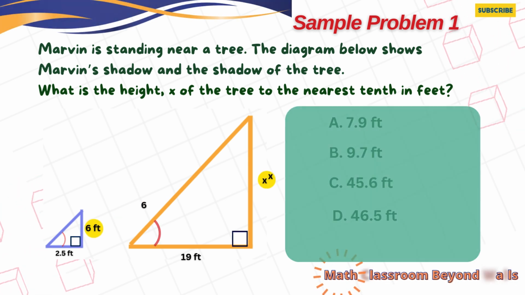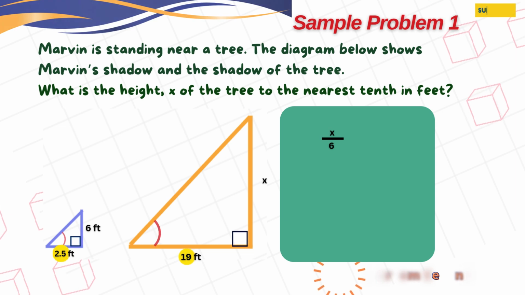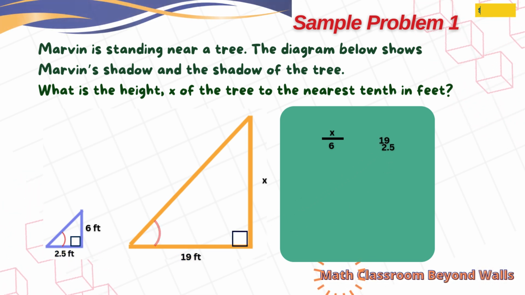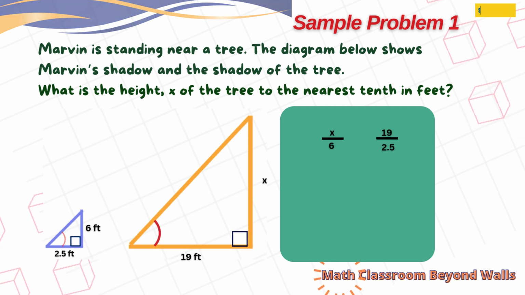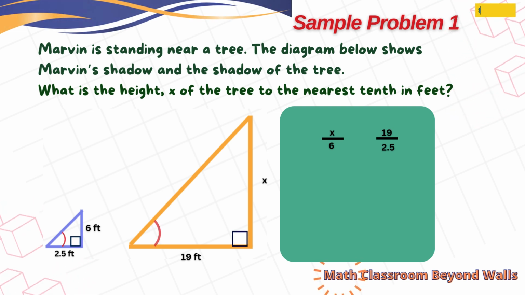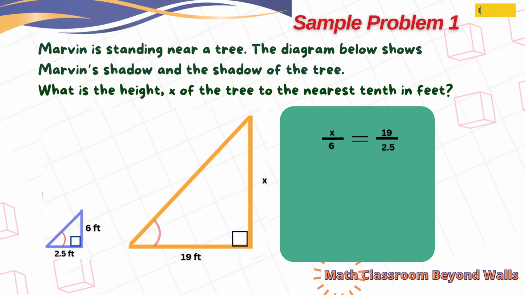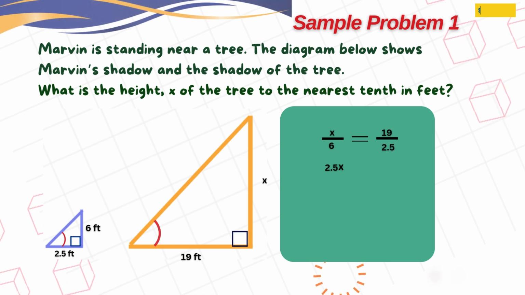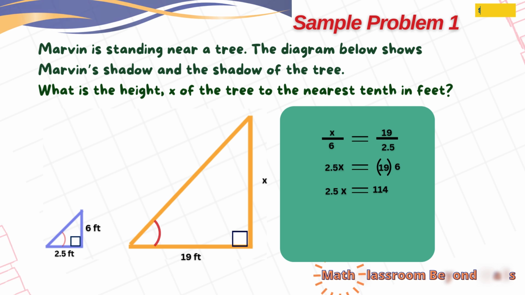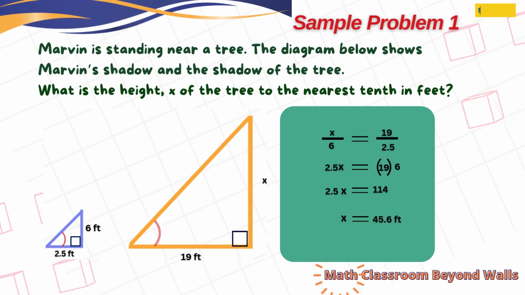We write a ratio for this as x over 6. The 19 feet side and the 2.5 feet side correspond to each other. We also write a ratio for this as 19 over 2.5. Now, the ratios of the corresponding sides are equal since the two triangles are similar. These ratios form proportions that allow for finding the length of the missing side. Thus, x over 6 is equal to 19 over 2.5. Cross multiplication gives us 2.5x equals 19 times 6, which is 2.5x equals 114. Dividing both sides by 2.5 gives the value of x. So x is equal to 45.6 feet.